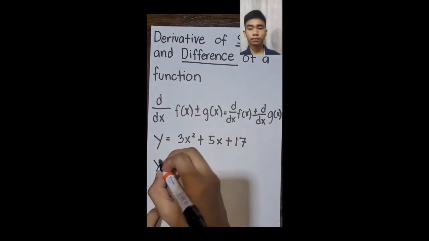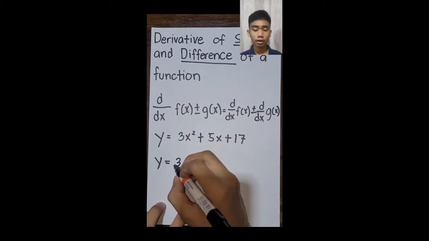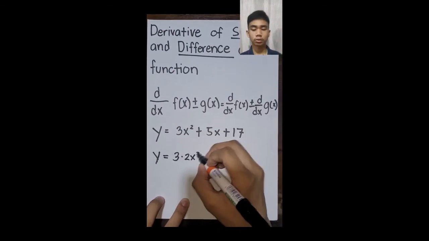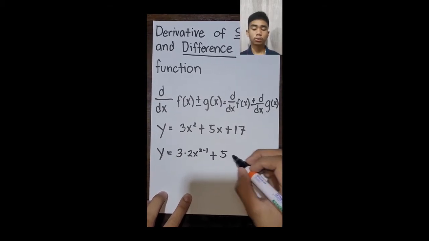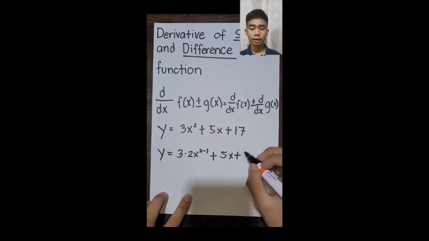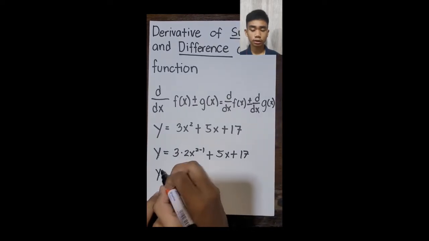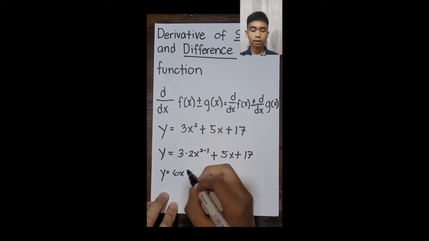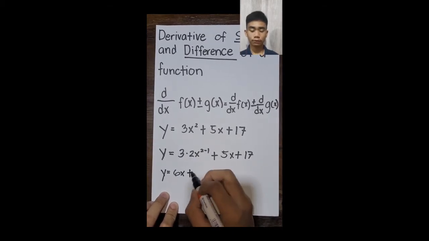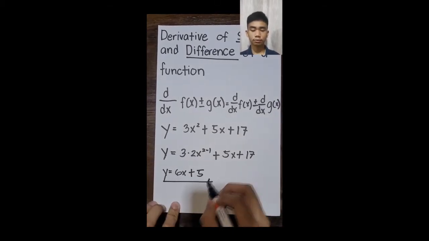Derivative of sum and difference of a function. In the first example, we have y equals 3x squared plus 5x plus 17. And y equals 3 times 2x raised to 2 minus 1 plus 5x plus 17. And on the final answer, we have 6x plus 5.